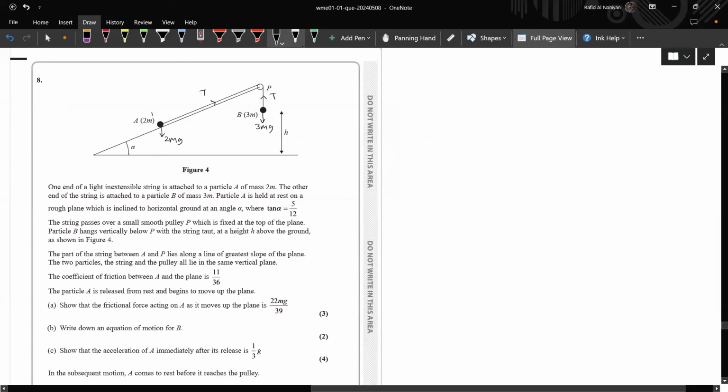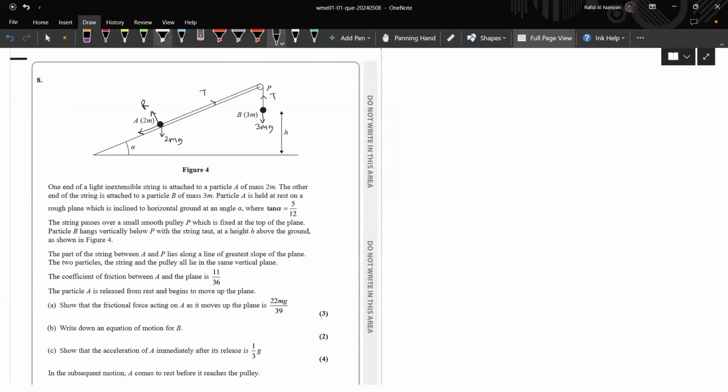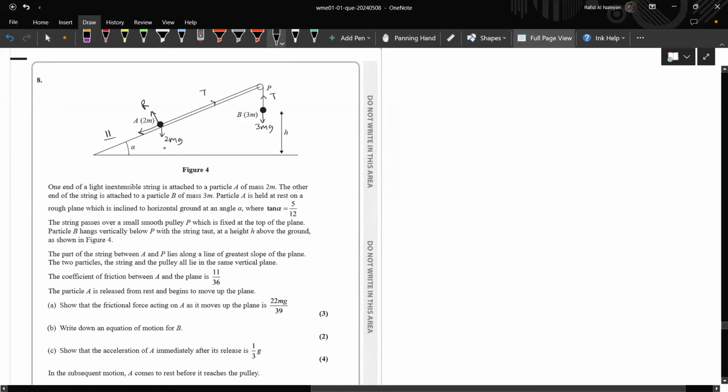Since it's a rough plane, I'll mention the reaction force, because that will help me find the friction here. There is a friction which is equal to mu R. Do I know the coefficient of friction? Yes, we do have the coefficient of friction between A and the plane, which is 11 by 36. So the friction is going to be 11 by 36 R. Okay, so we have labeled everything, and we've been given tan alpha is 5 by 12.